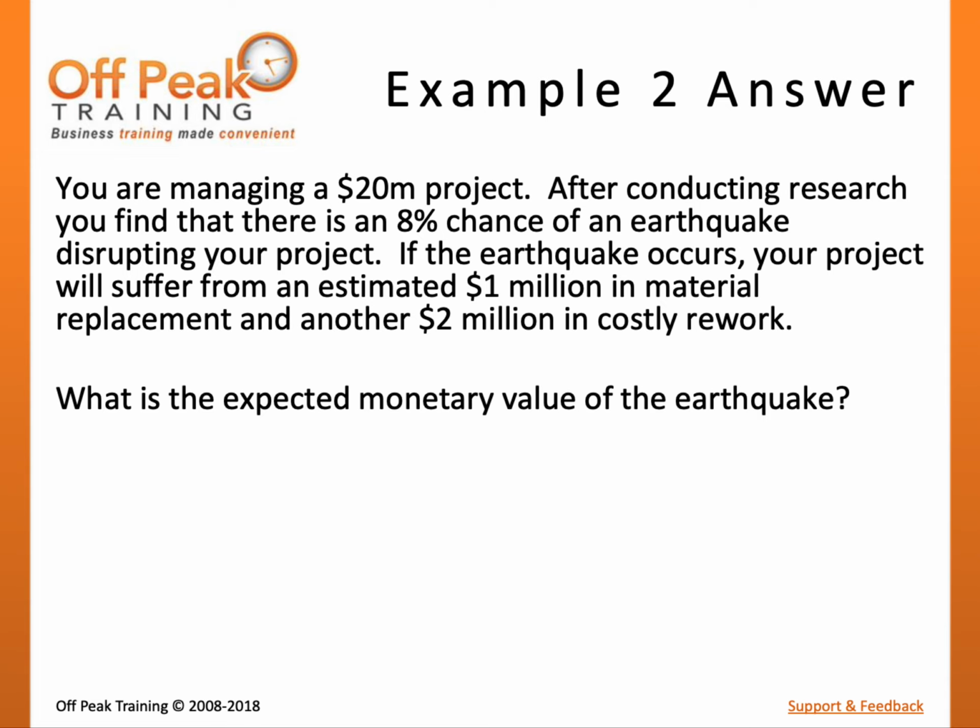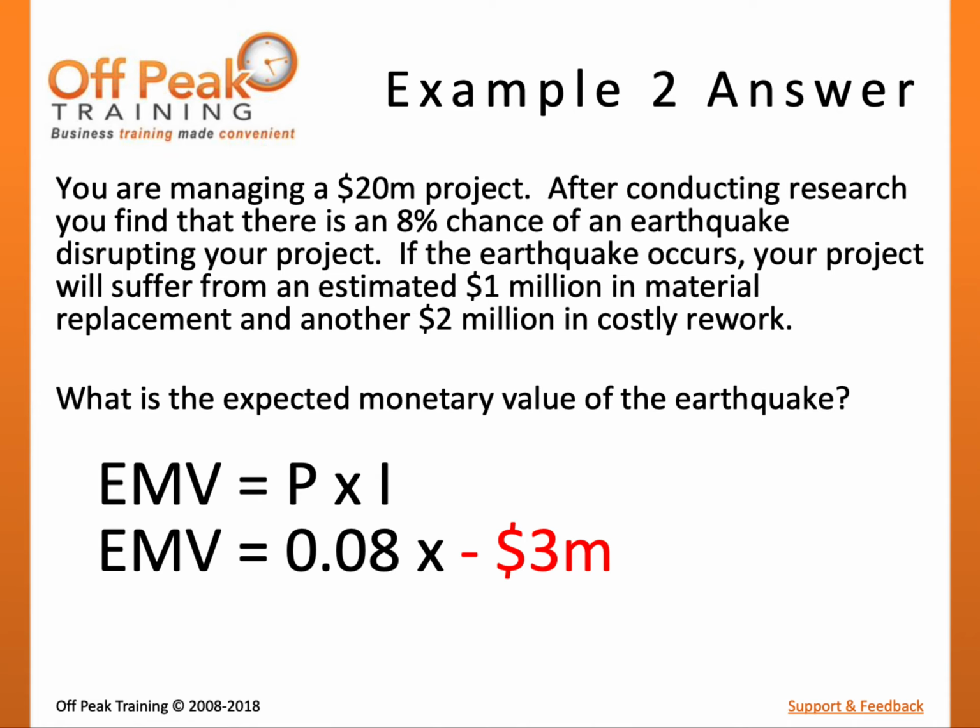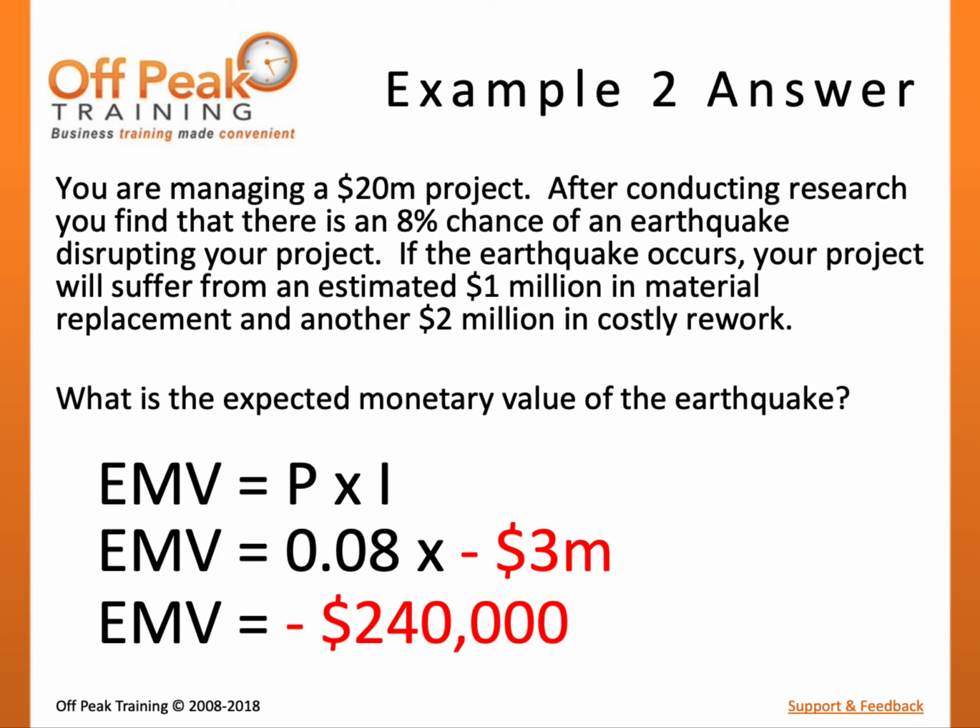The formula for expected monetary value is probability times impact. The probability of the event occurring is 8%, which can be represented mathematically as 0.08. The impact of the event occurrence would be a loss of $1 million in materials and a loss of $2 million in rework. This is a total loss of $3 million, which can be represented mathematically as negative $3 million. After performing the math, that gives us an expected monetary value of negative $240,000. When you are ready to try another example, click Next.